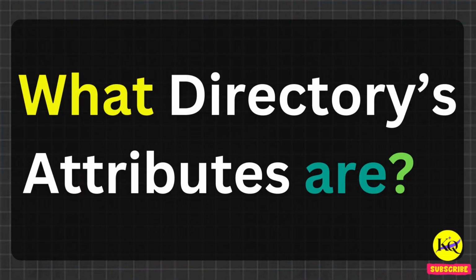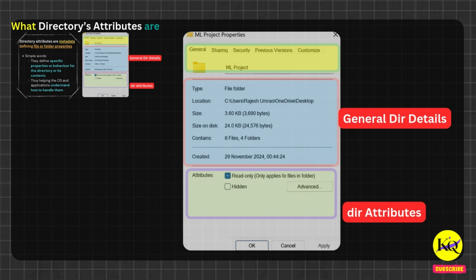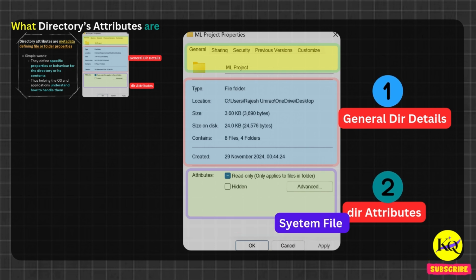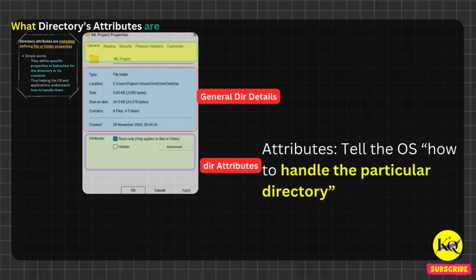Now let's first understand what directory attributes are. Directory attributes are metadata that define the folder's properties. Let us break down this complicated line. Look at this UI wizard of directory properties. Here you will notice it has two key sections. First, general details, which hold properties like folder name, size, location, etc. Second, attribute details, which specify properties such as read only, hidden, system file, etc. In simple language, it is telling our operating system how it should be handled.